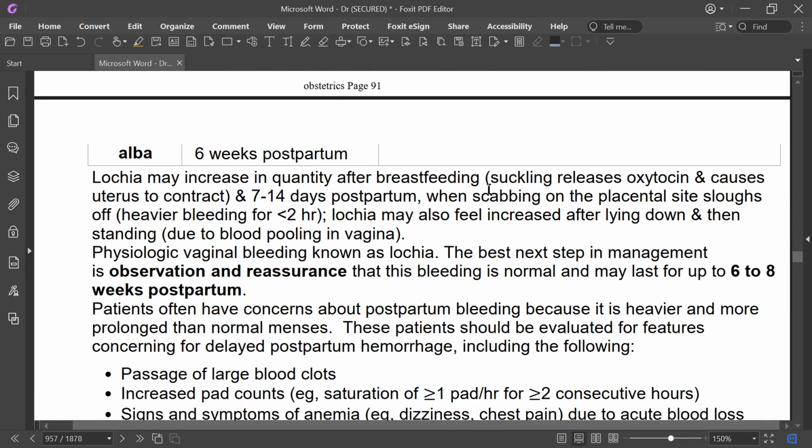Lochia may increase in quantity after breastfeeding. Suckling releases oxytocin, causing the uterus to contract, and around days 7 to 14 postpartum the scabbing on the placental site may slough off, causing heavier bleeding. Lochia may also feel increased after lying down and then standing, due to blood pooling in the vagina. Physiological vaginal bleeding, also known as lochia, is normal and may last 6 to 8 weeks postpartum.